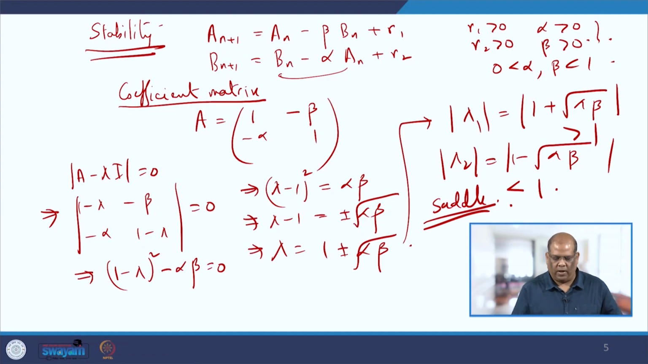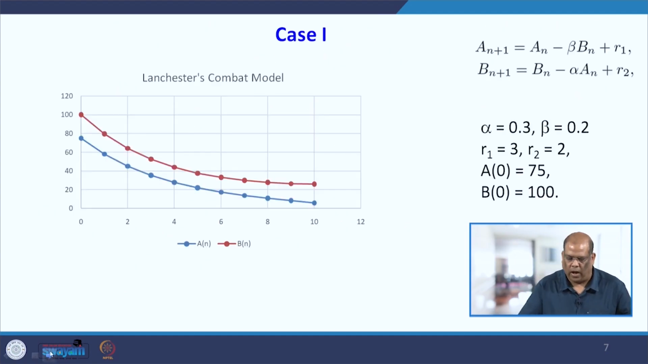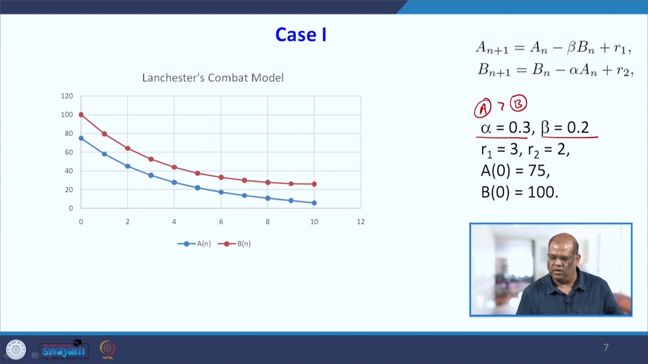So, let me one more time explain the solutions and the graphical representation. Case 1 is where your alpha is 0.3 and beta is 0.2. So, fighting effectiveness for A is greater than the fighting effectiveness of B. Reinforcement for A is greater than the reinforcement of B. In that particular case you get these two curves, and as you can see, this is for team A, the number of soldiers, this is for team B, the number of soldiers, and team A is losing.